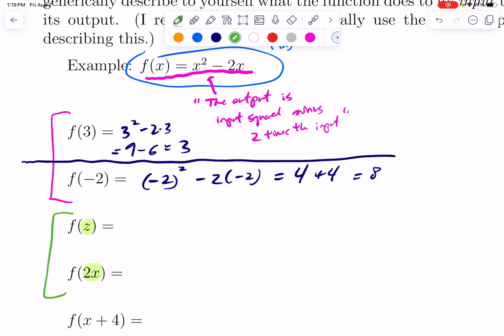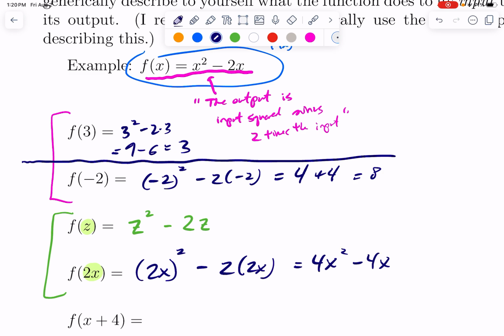Well, here z is the input, and the rule says what we get is input squared minus 2 times input. If the input is called z, that's what I get. And if the input is called 2x, it is input squared, and I need those parentheses to communicate that the 2 is also getting squared, minus 2 times the input. If we simplify that, that's 4x squared minus 4x.